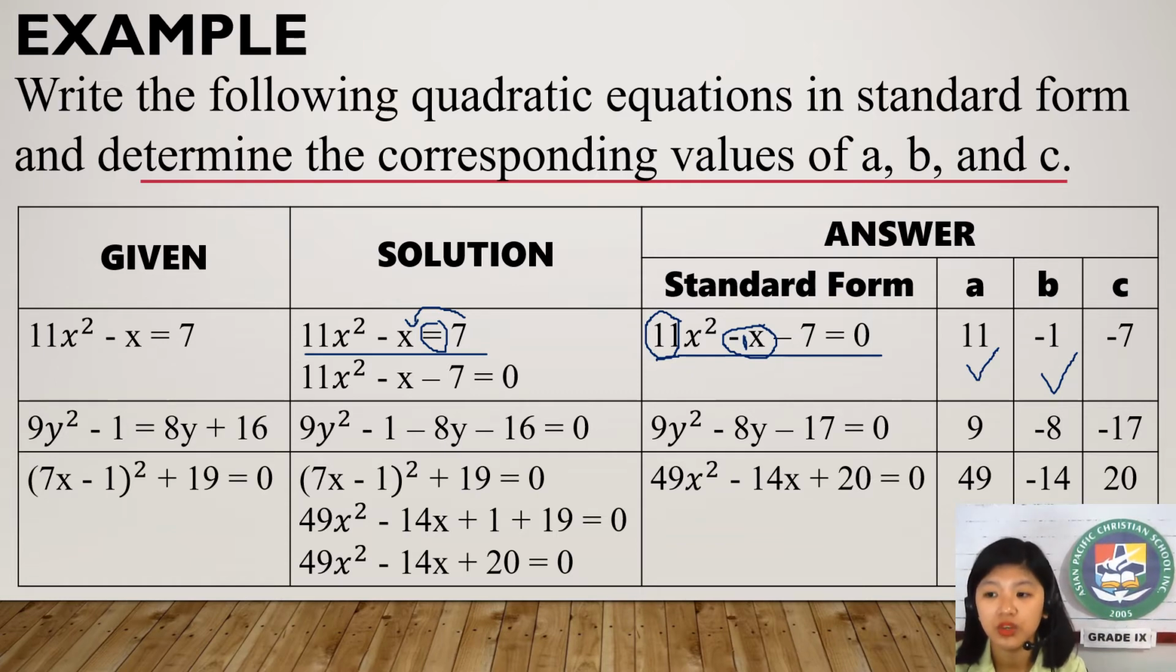So, kung ano yung number dito, siya yung magiging value ni C. So, since ito ay negative 7, ang value ni C ay negative 7. Naintindihan? So, next, we have 9y squared minus 1 equals 8y plus 16.